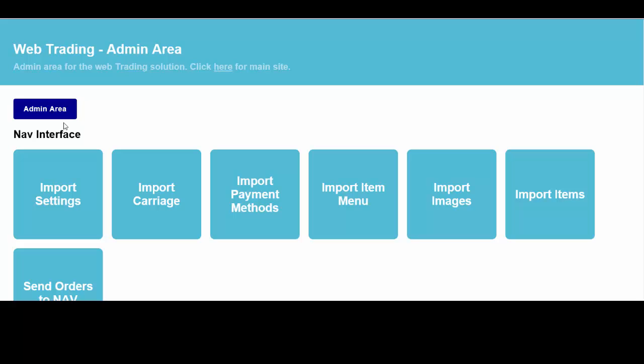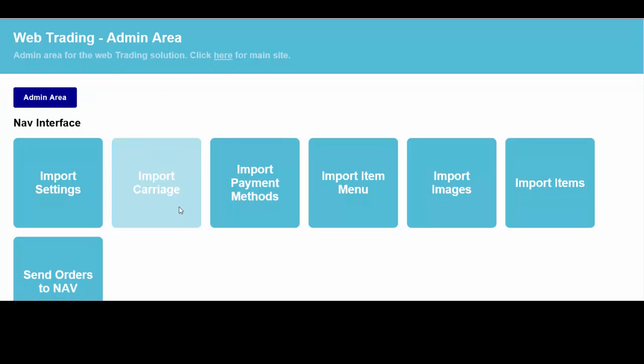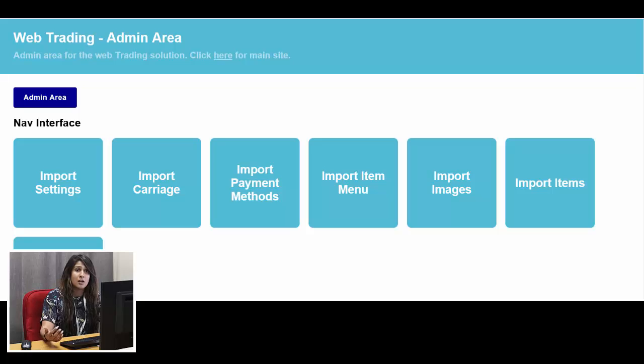A great feature within the admin area is the NAV interface aspect. This allows you to manually push information which you've created within NAV, such as new payment method, new carriage settings and things like that, straight onto the website. The website works on a controlled system, running a job queue once a day. This allows for the website to move quickly and to work fast for both customer and provider. In having this interface here, it means you can push information without waiting for the job queue, and you can see it straight away on the website, giving your customers more flexibility on what they can see.